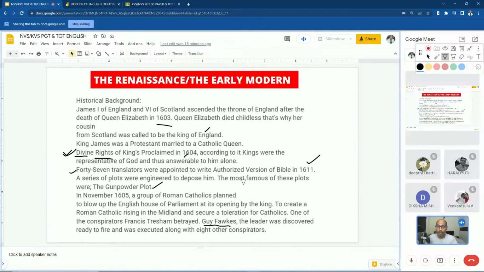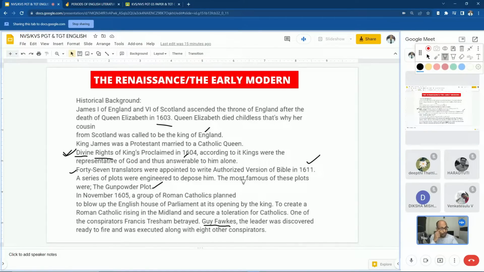He was the one who wanted to blow up the entire Parliament along with King James I. His plot was found out because King James I received some tip or some kind of information before that. So he captured Guy Fawkes and executed all the conspirators. That is the reason that even today in England they celebrate a festival, Guy Fawkes Night. In India also there are such festivals, and they also started celebrating that festival in England. So this is about the historical background of King James I.